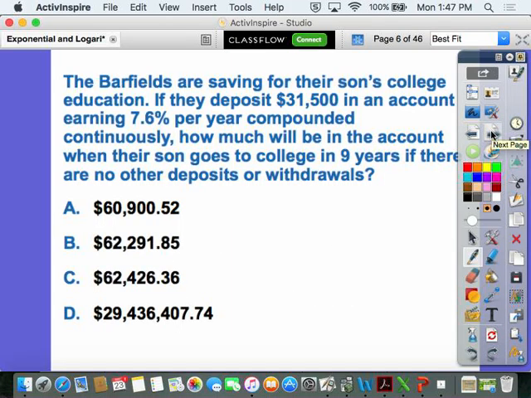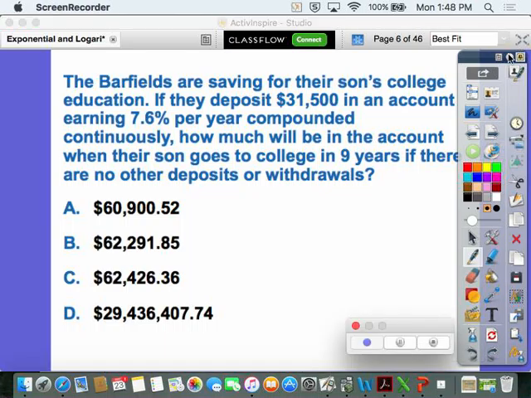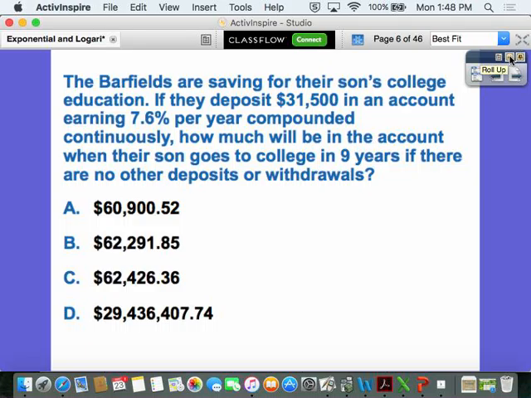I want you guys to try this one, okay? Give you about a minute. You'll need your calculator for this one.